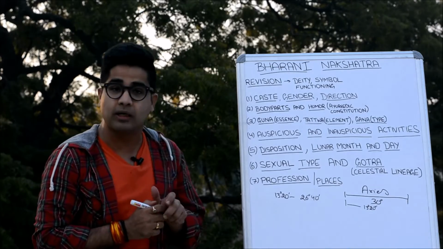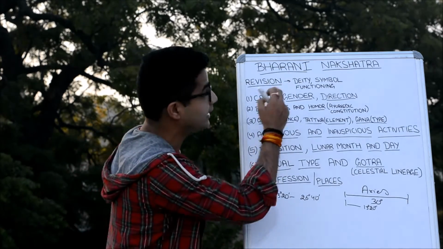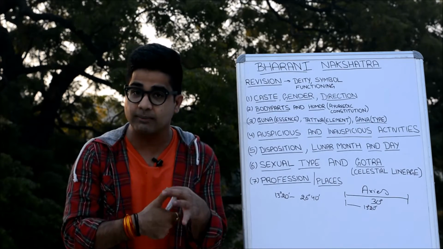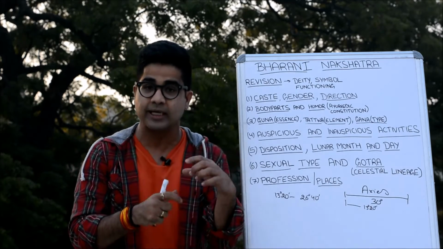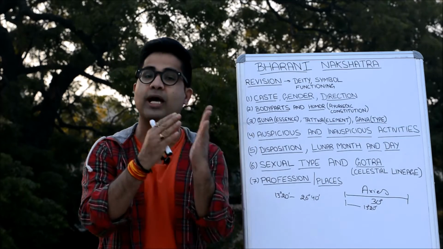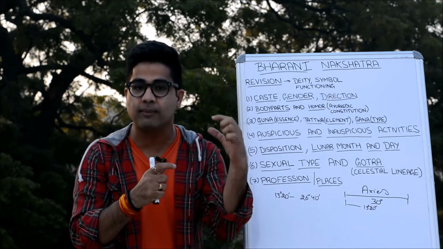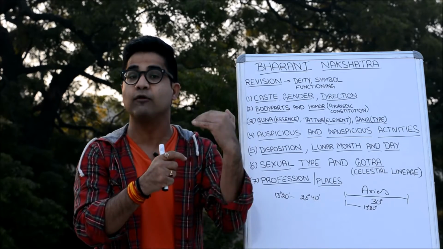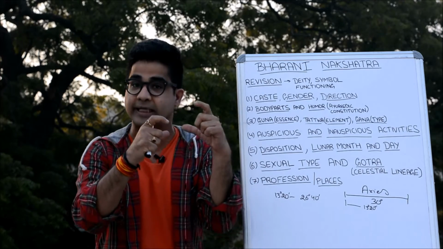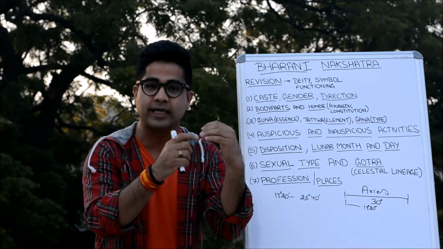In the last video we discussed that the deity attached to this Bharani Nakshatra is Lord Yama. Yama, who is the god of death. It's Lord Yama's duty to take the soul from the physical plane to the astral plane, where all the karmas which the soul in the form of the physical body has gone through have been accounted for, and accordingly the soul gets the next life.